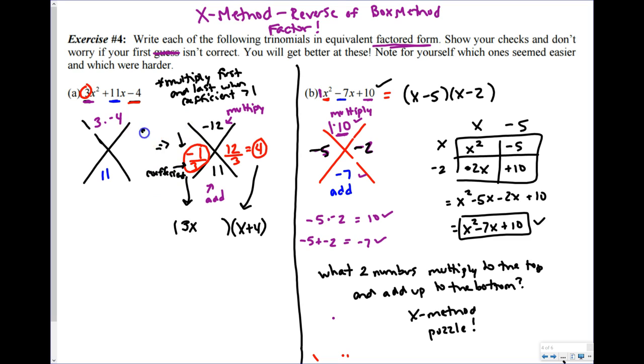And this becomes the number after x. So I get 3x minus 1. Very weird steps, a lot to remember, but let me prove to you that this works.